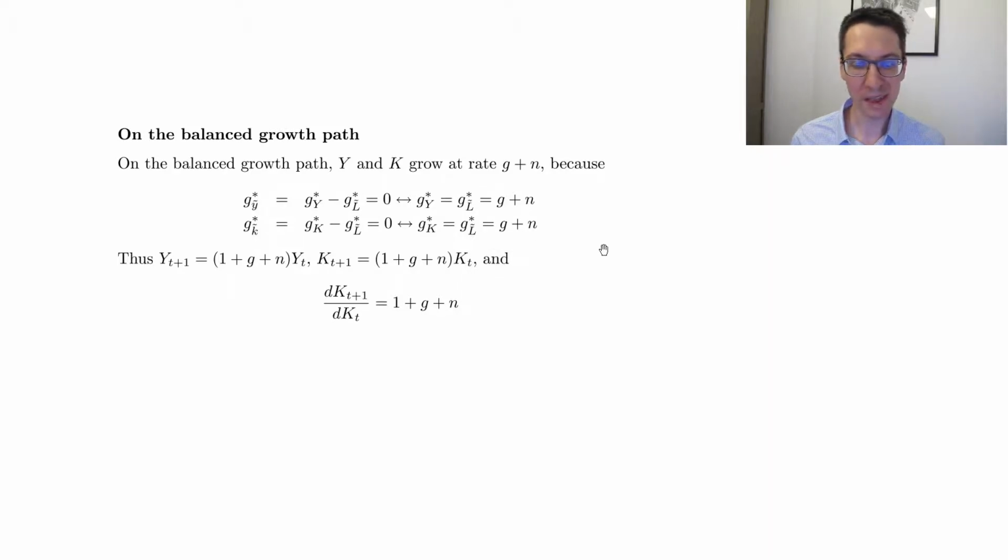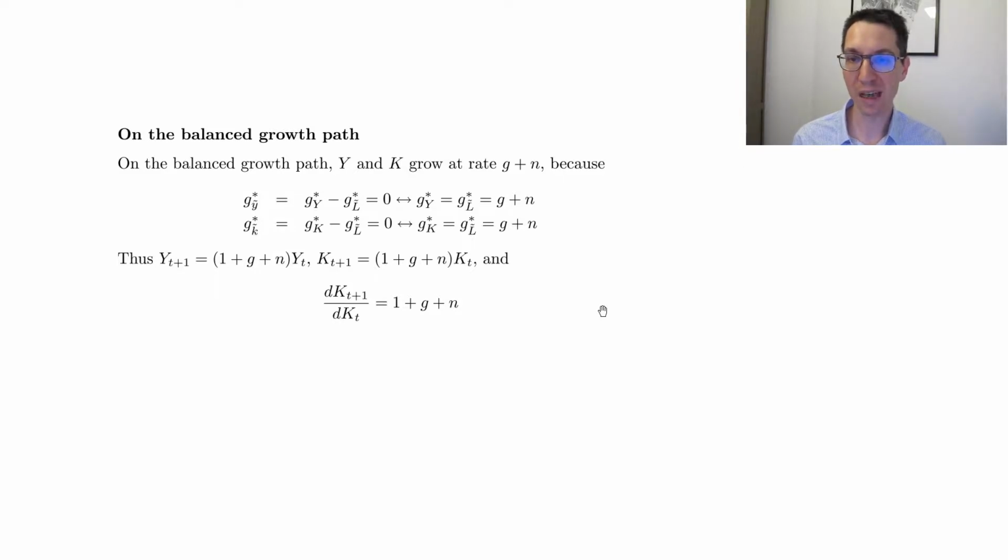All right, so what does that mean for us? Well, it means that if I look at the change from one period to the other of total output or total capital, I have the following. The total output in period t plus 1, Y_{t+1}, is equal to 1 plus g plus n multiplied by total output in period t. And total capital in period t plus 1 is equal to 1 plus g plus n multiplied by total capital in period t. And the neat trick we're going to use here is ask ourselves the following.